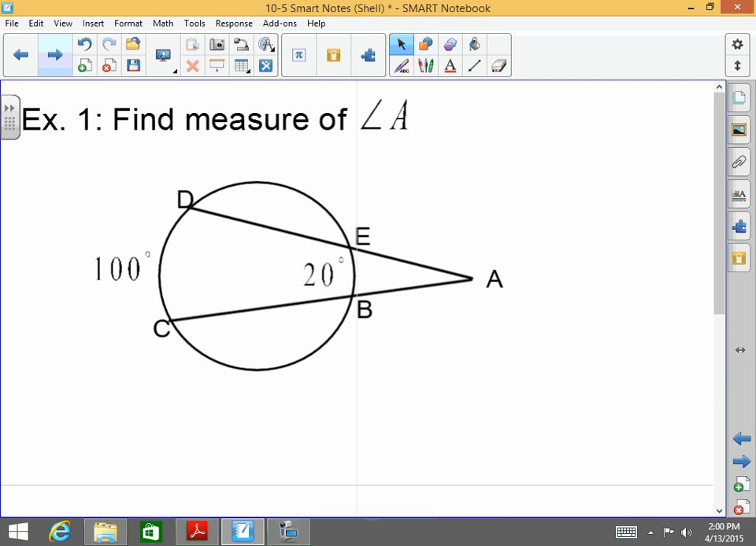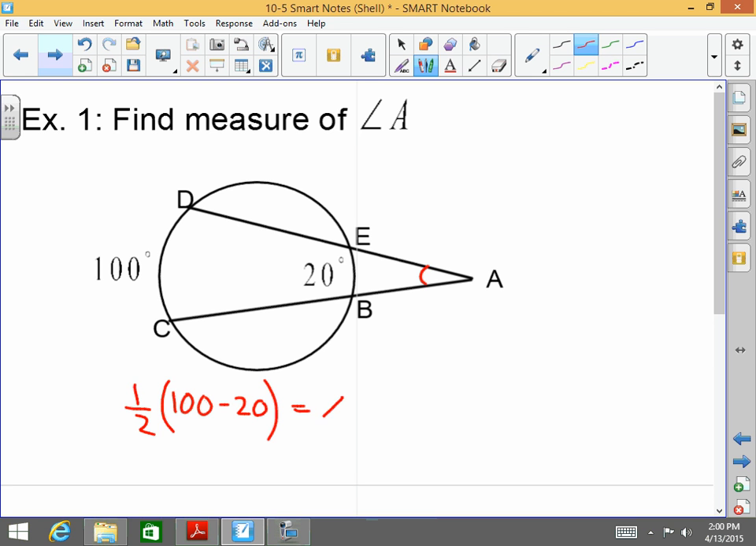All right, guys, let's just do examples now. I want to find the measure of angle A. So angle A is right here. What kind of an angle is this? It's a secant. So secant, we're talking about 1/2 of A minus B. So that's 1/2 of 80. So angle A is 40 degrees.